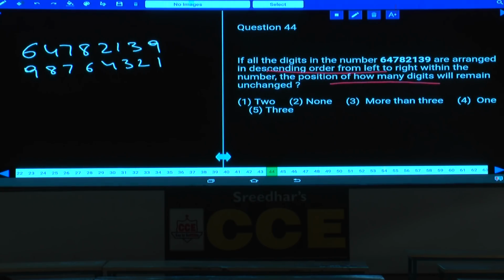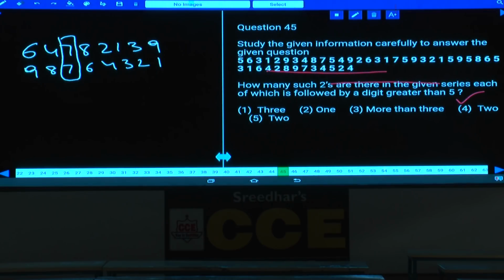Yes, tell me how many digits remain at the same place? 7 remains at the same place, that's it. And so only one number, isn't it? Only one, that is given in choice 4. Now question number 44, choice 4 is the answer. Done with this? Then 45 onwards.